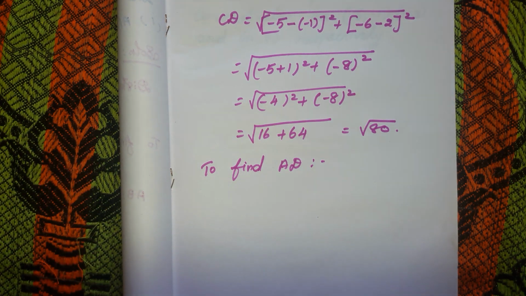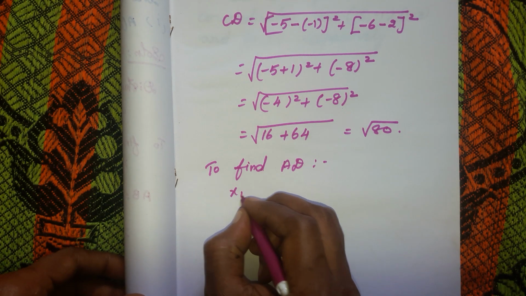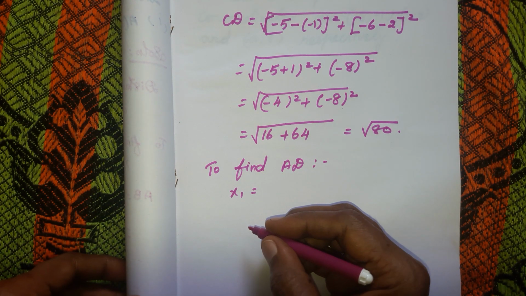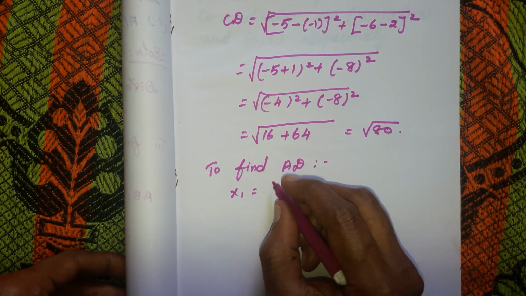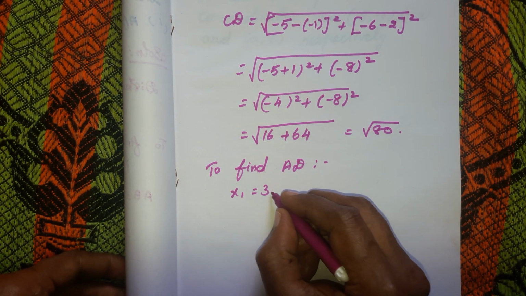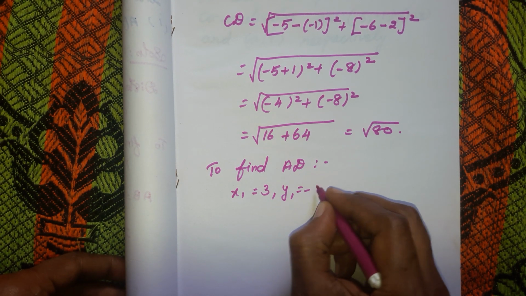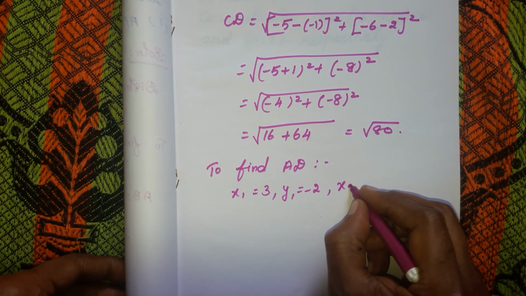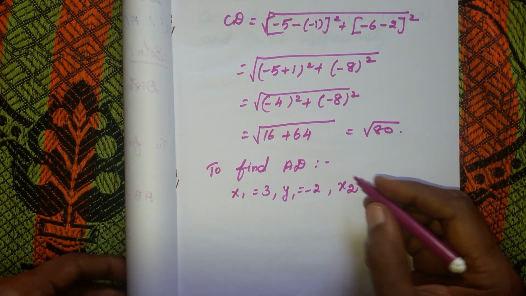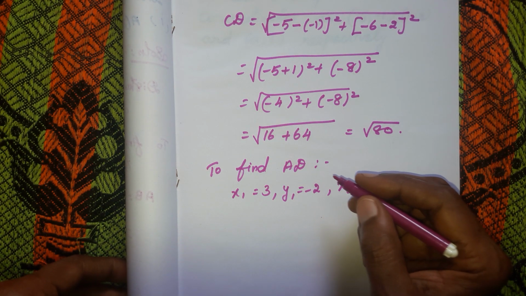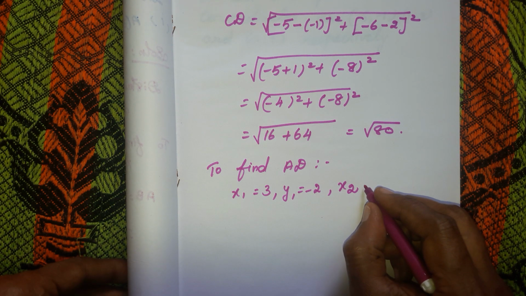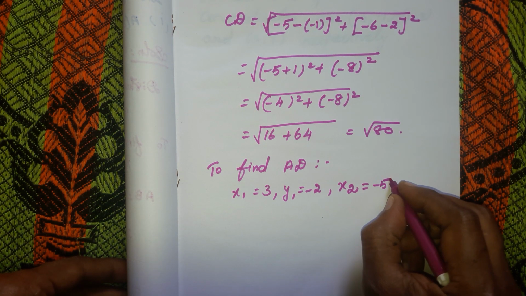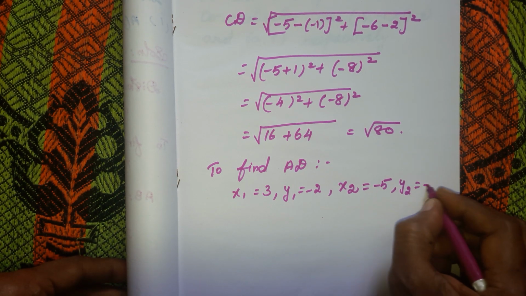What is x1, y1? To find AD, what is x1, y1? x1 is the A point. What is A point? A is (3, -2). So x1 is equal to 3, y1 is equal to -2. Then x2, y2 is the D point. What is D point? (-5, -6). So x2 is equal to -5, y2 is equal to -6.